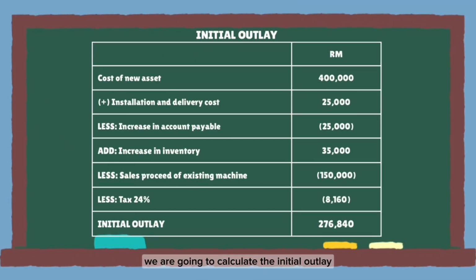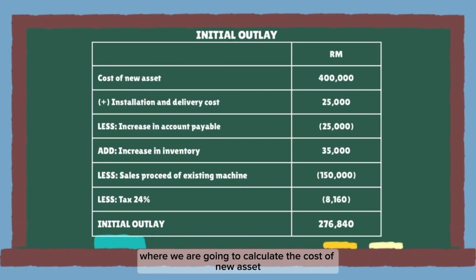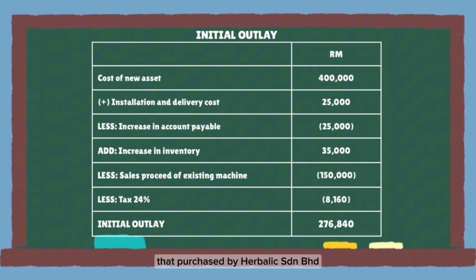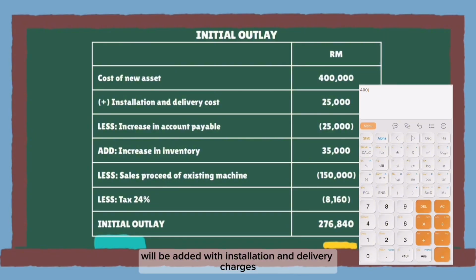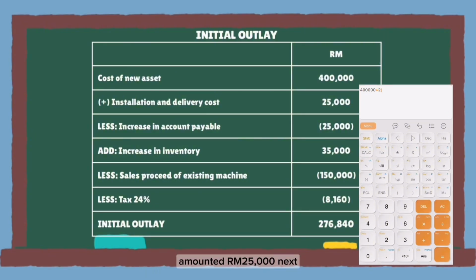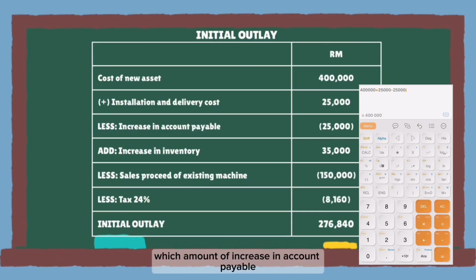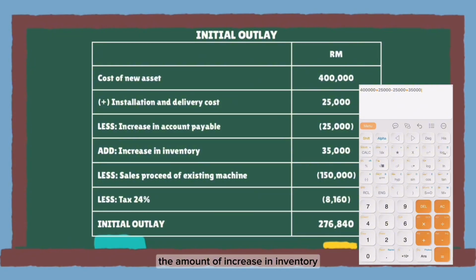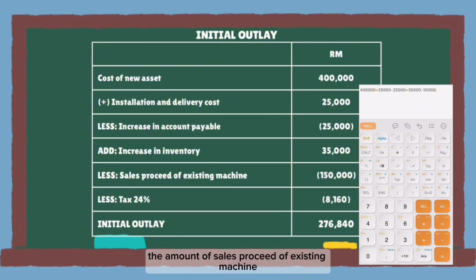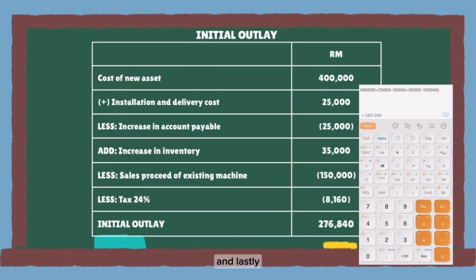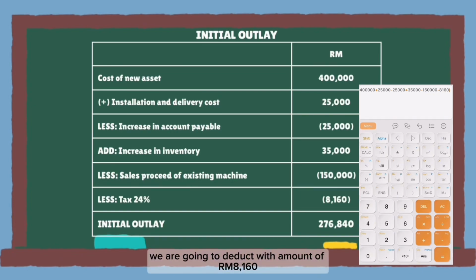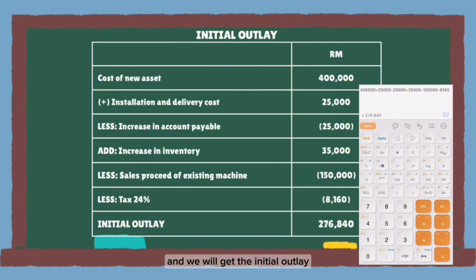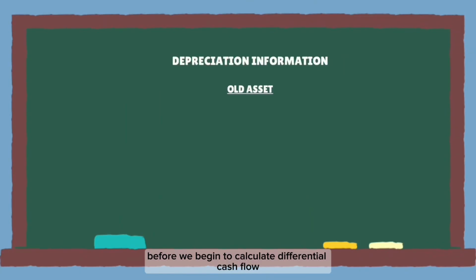First of all, we are going to calculate the initial outlay, where we calculate the cost of the new asset purchased by Herbalic Stadium Berhad. So the cost of the new asset, 400,000 ringgit, will be added with installation and delivery charges amounting to 25,000 ringgit. Next, we deduct 25,000 ringgit, the amount of increase in account payable, add 35,000 ringgit, the amount of increase in inventory, deduct 150,000 ringgit, the amount of sales proceeds of the existing machine. And lastly, we deduct 8,160 ringgit, the amount of tax saving, and we will get the initial outlay amounting to 276,840 ringgit.